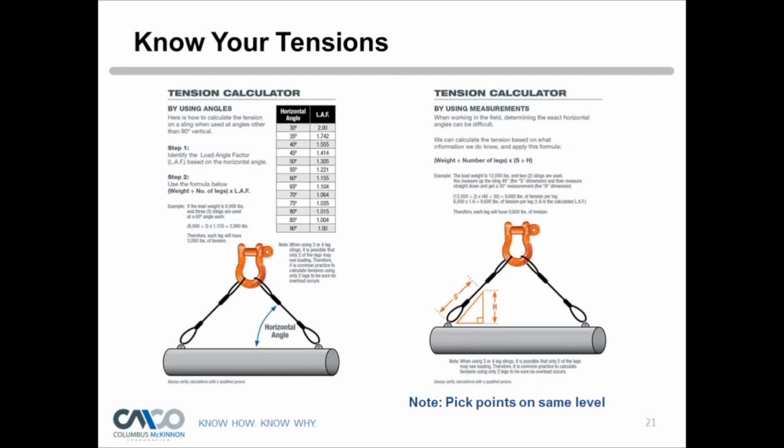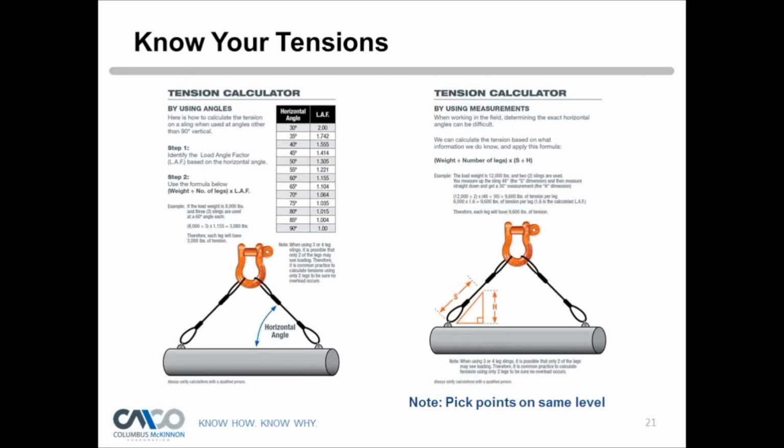So you take your weight and divide it by 3, and then if you know your angle, you just look on the chart here. If I had a 50-degree angle, I would take that weight divided by 3 and multiply it by my load angle factor of 1.305, and that would calculate the tension that I would see in that chain sling, and then I could size my chain that way. I'm going to show you a little example from that. Also, if you look to the right-hand side, what if I don't know my angle? Well, I'm looking at it, and I'm not sure what the angle is.